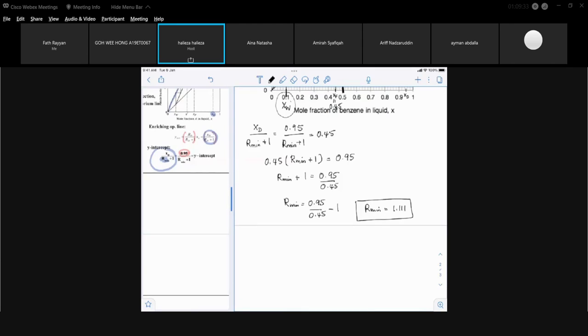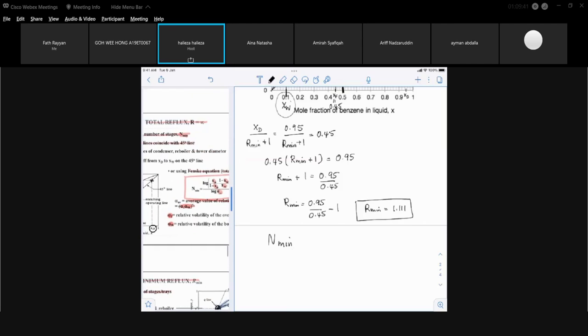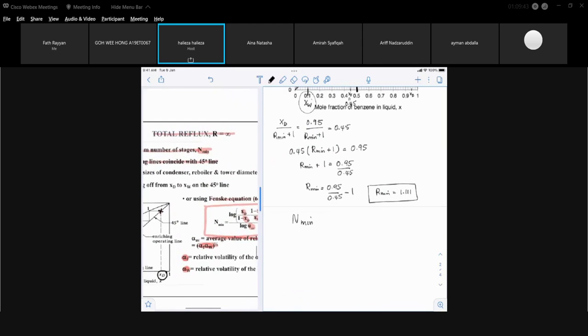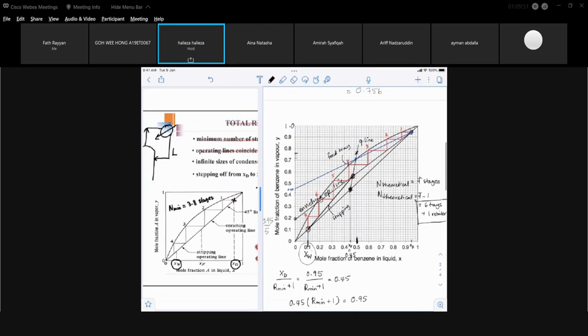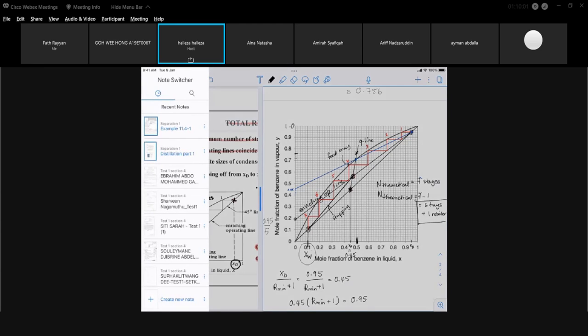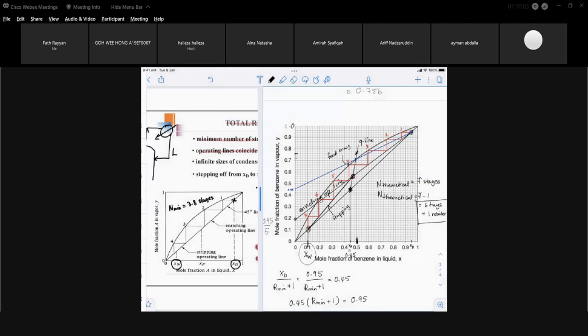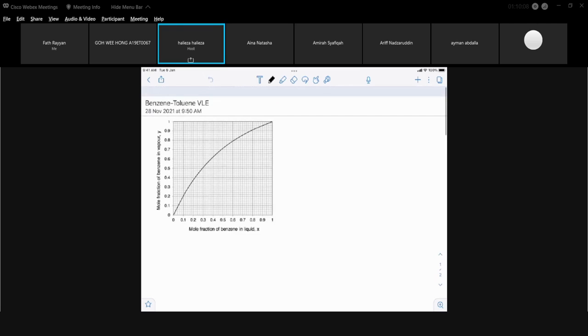And next, how to get the minimum number of stages, N min. If we look at our notes, how to get the N min, the minimum number of stages is just to draw the steps without any operating line. So this is a bit messy if I do it using this graph. So I'm going to get another graph. Where is my other graph? This is the graph. I'm going to copy it.